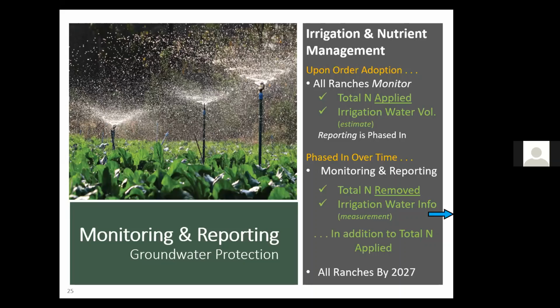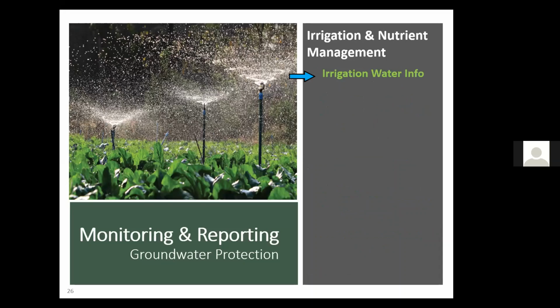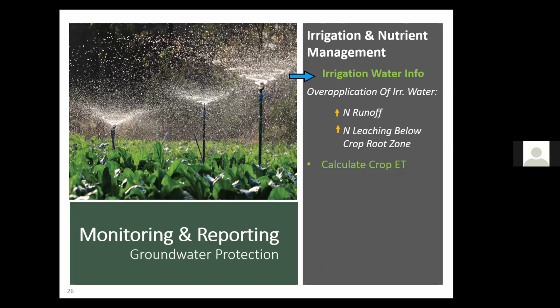And I'd like to say a little bit more about the irrigation water information that's required. The point of requiring this information is to determine if irrigation water is being over-applied, because the over-application can result in increased nitrogen discharge to surface water, as well as increased nitrogen leaching below the crop root zone. So to determine if over-application is occurring, growers are required to calculate a crop-specific evapotranspiration, or ET, and are required to monitor the volume of irrigation water applied at the ranch and the crop level.